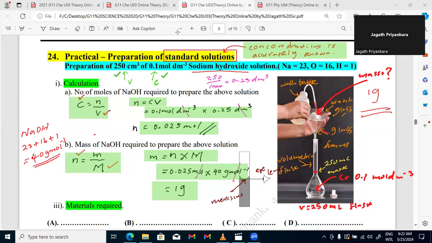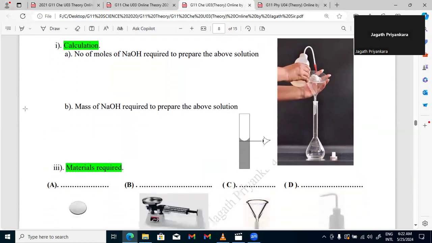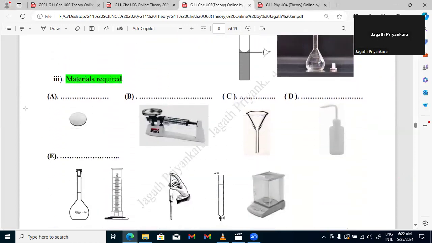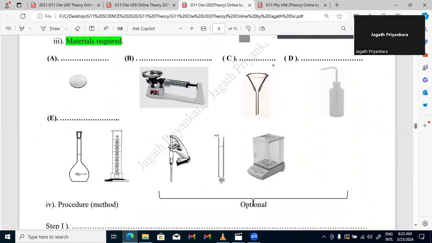Okay, shall I read the screen? Anyone still copying now? Raise hand. Done, right? Anyone still copying now? No. Right, done. Okay, so I'll read the screen. Then materials required, students. Right, look at the screen. Capital A, watch glass.